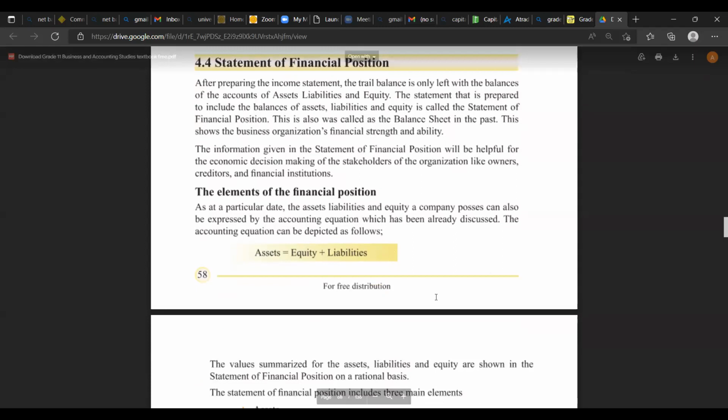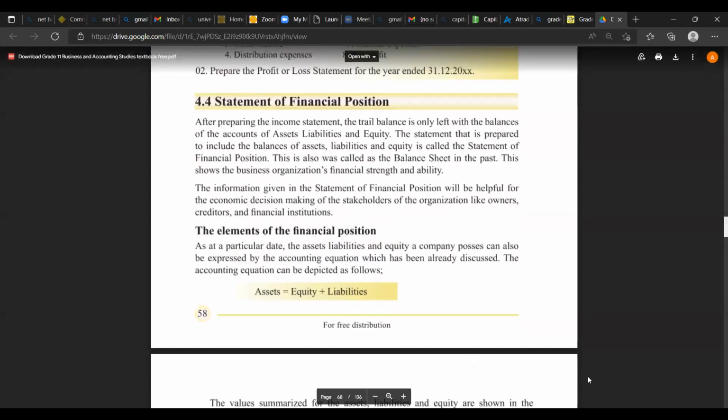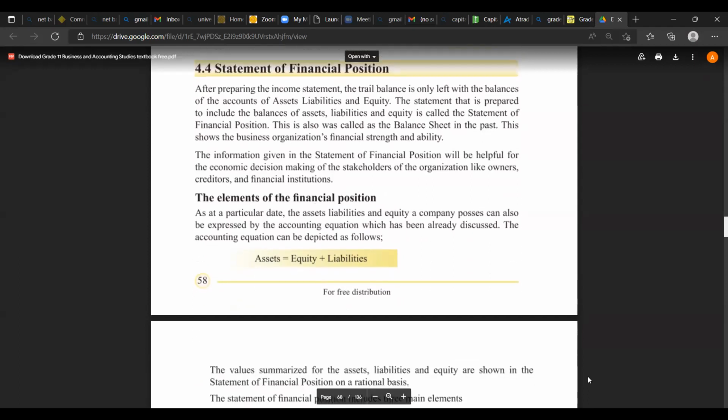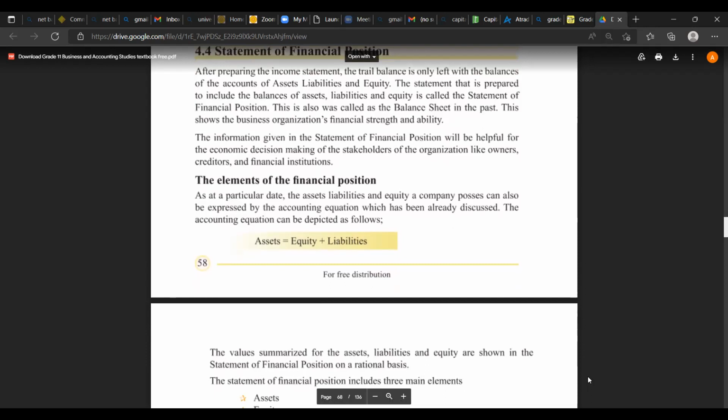Preparing the income statement, the trial balance is only left with the balances of the accounts of assets, liabilities, and equity. Statement that is prepared to include the balances of assets, liabilities, and equity is called the statement of financial position. This was also called the balance sheet in the past. This shows the business organization's financial strength and ability. The information given in the statement of financial position will be helpful for the economic decision making of the stakeholders of the organization like owners, creditors, and financial institutions.